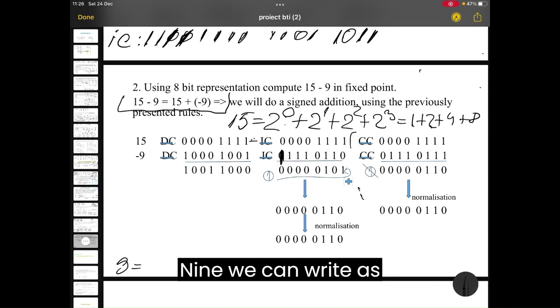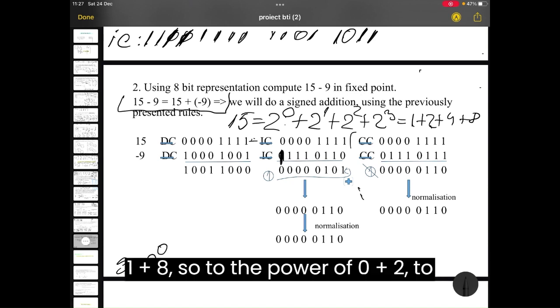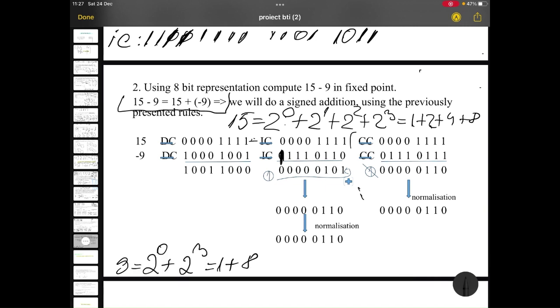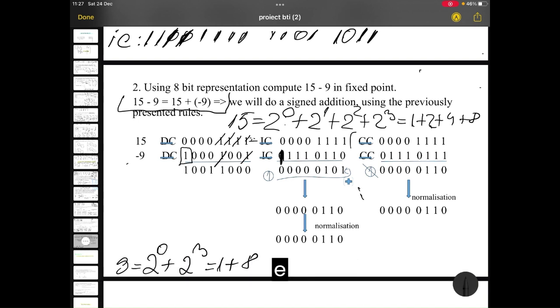9, we can write as 1 plus 8, so 2 to the power of 0 plus 2 to the power of 3, 1 plus 8. So here is 15, positions 0, 1, 2, 3, and 9, position 0 and position 3. And here the sign bit is 1 because minus 9 is negative, and for 15, which is positive, the sign bit here will be 0. And let me erase so it will be more intelligible.